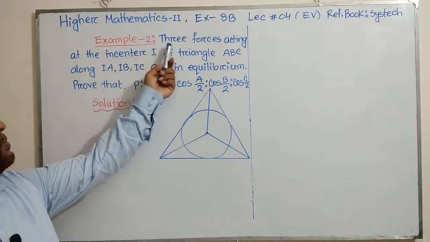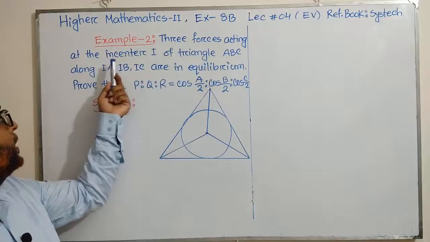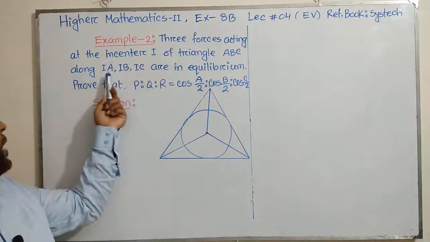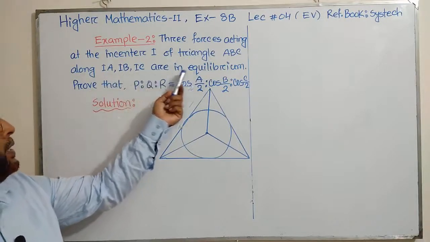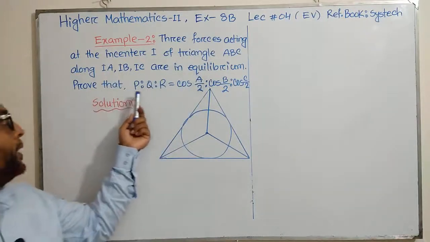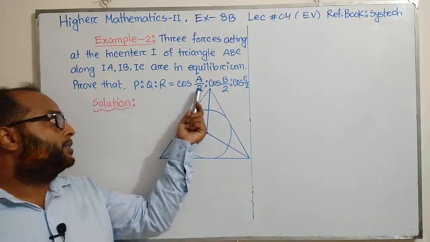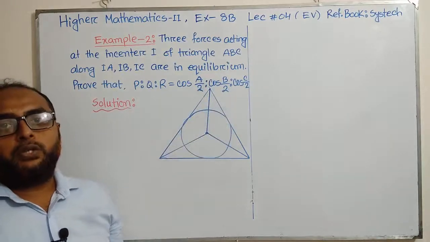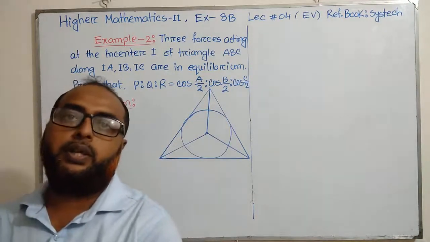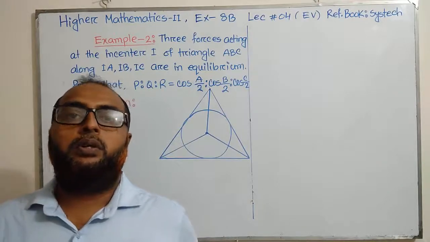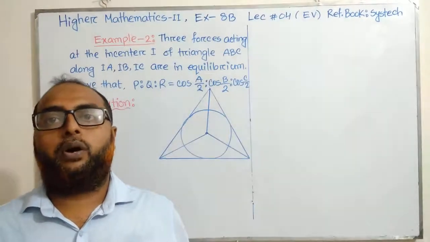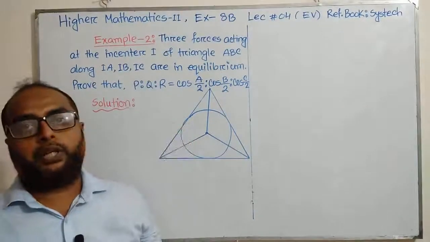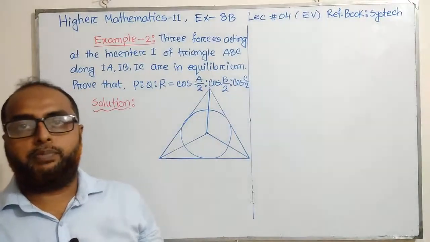Example number 2. Three forces acting at the center I of triangle ABC along IA, IB, IC are in equilibrium. We have to prove that P is to Q is to R equals cos A by 2 is to cos B by 2 is to cos C by 2. My dear students, in the previous lecture you learned the theorems of equilibrium of a triangle and Lami's theorem. Today we will solve this question using Lami's theorem of equilibrium.